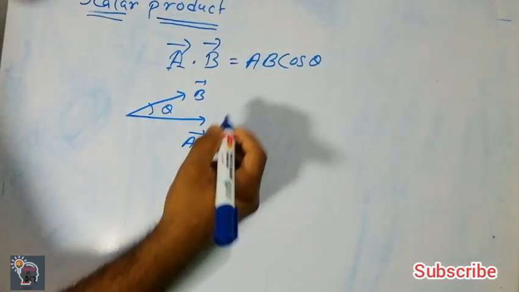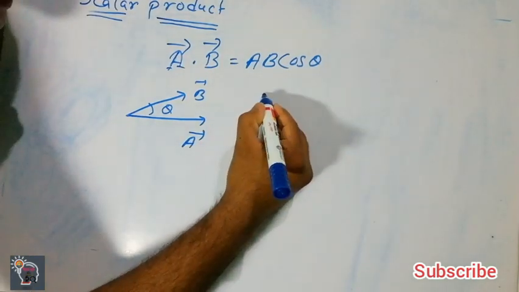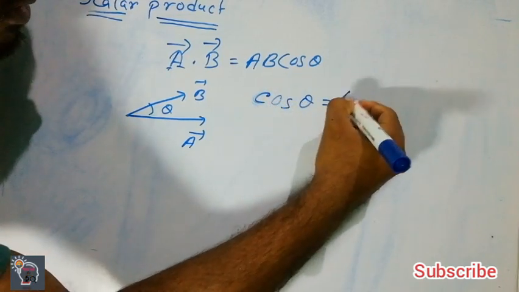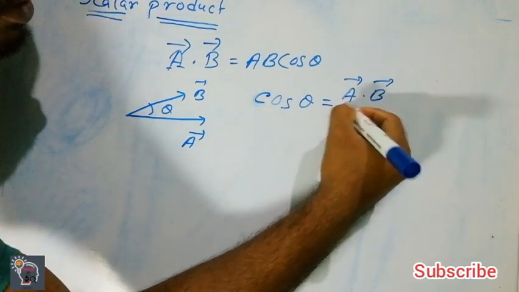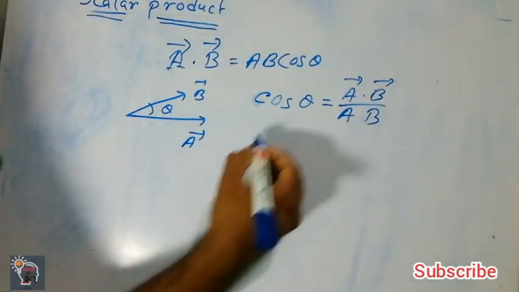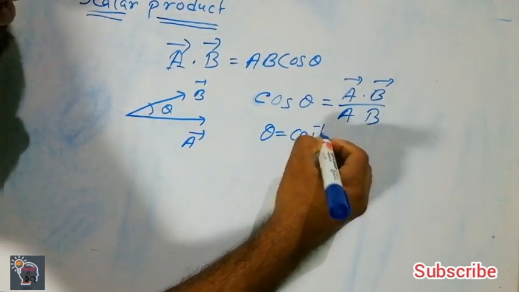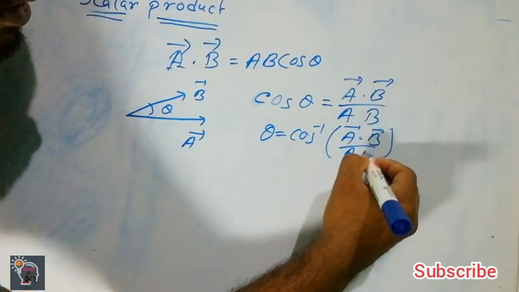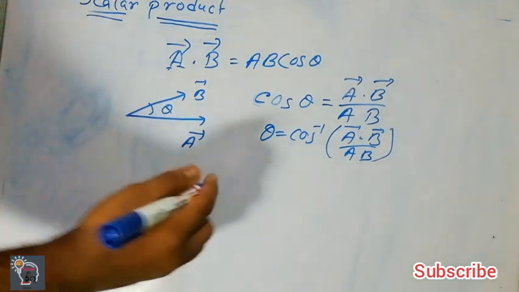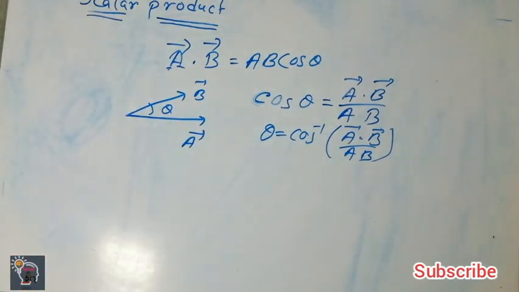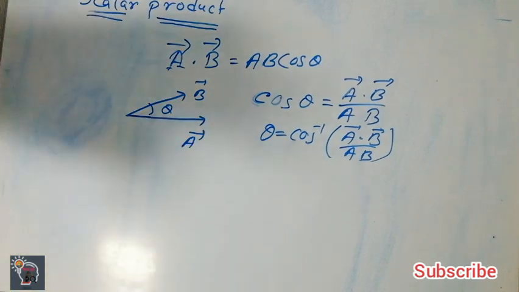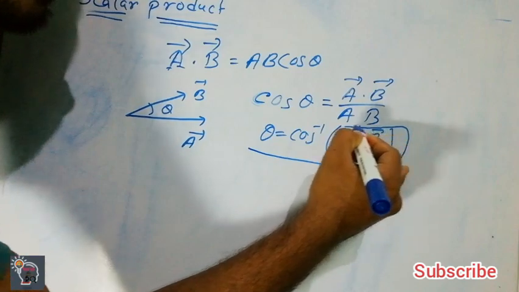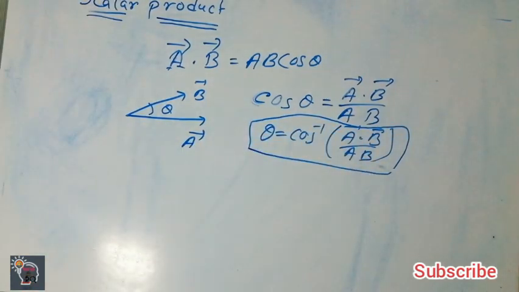So to find out the angle between two vectors, cos theta is equal to a dot b divided by mod a mod b. So theta is equal to cos inverse of a dot b by mod a mod b. When two vectors a and b are given and you have to find the angle, you apply this formula to find the angle between the two vectors a and b.